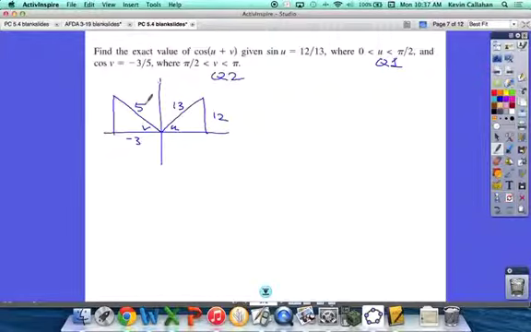So now you need to fill in the missing sides in both triangles with the Pythagorean theorem. Okay, what about this side here? That'll be the square root of 5 squared minus negative 3 squared, which is 4. And how about this side? The square root of 13 squared minus 12 squared, which is 5.